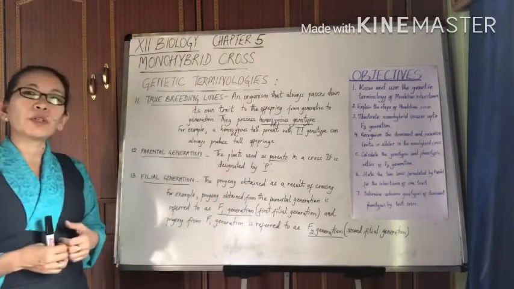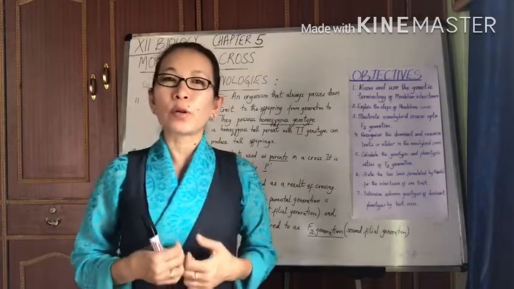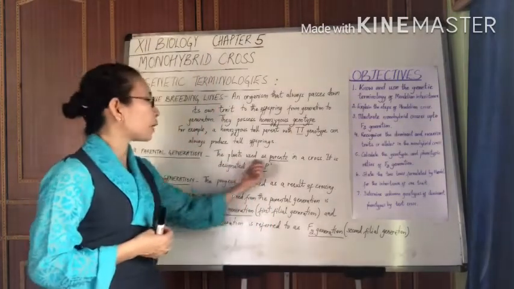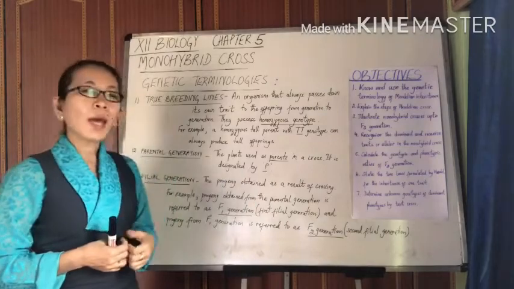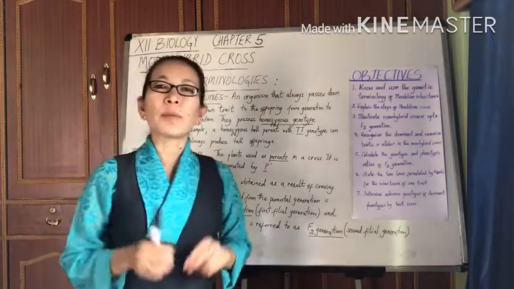Parental generation refers to the organisms that are to be used as parents for a cross. So it refers to the plants used as parents in a cross, and parental generation is designated by the letter capital P.